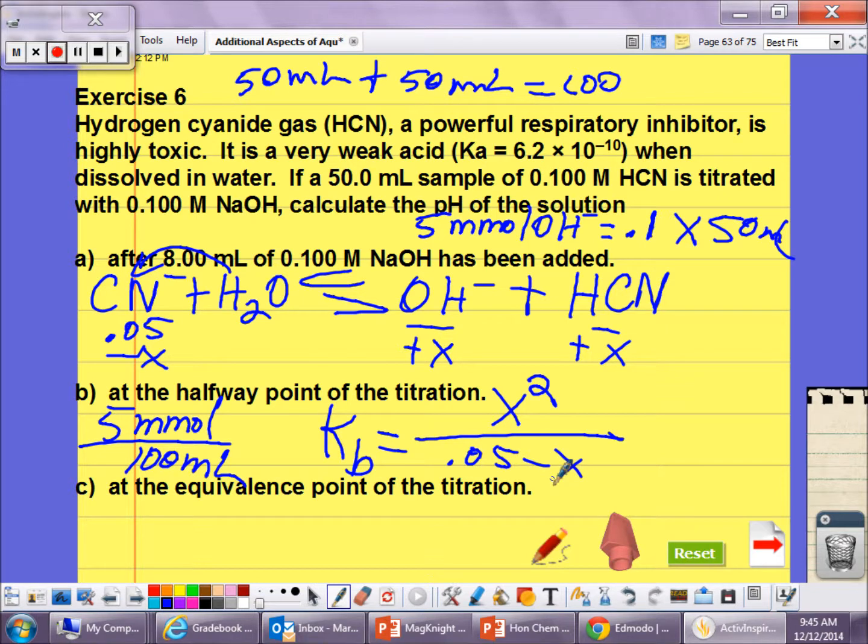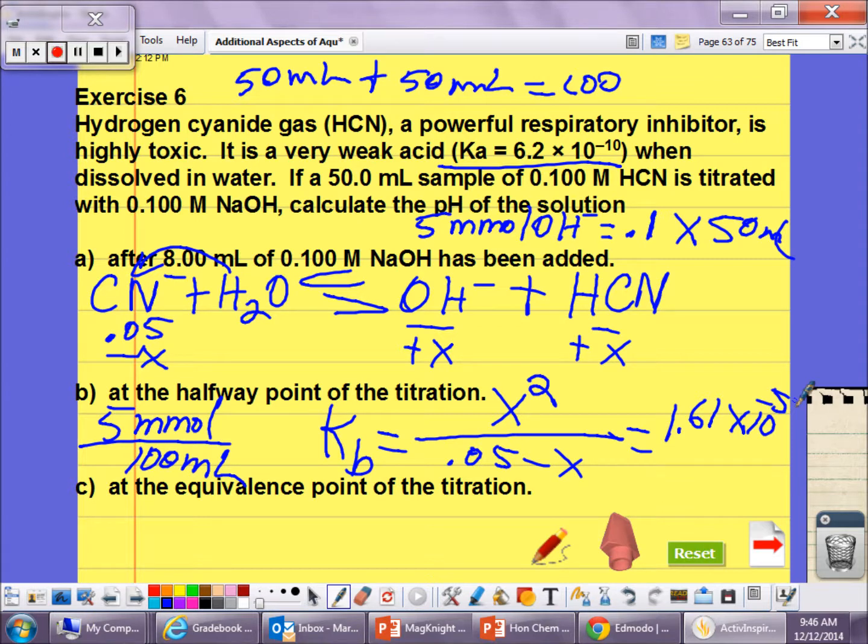And what is Kb? Remember they gave you a Ka for HCN. So the Kb is 10 to the negative 14 divided by that Ka. So what is 10 to the negative 14 divided by 6.2? 1.61 times 10 to the negative 5. So guys, can you solve for x for me, please?